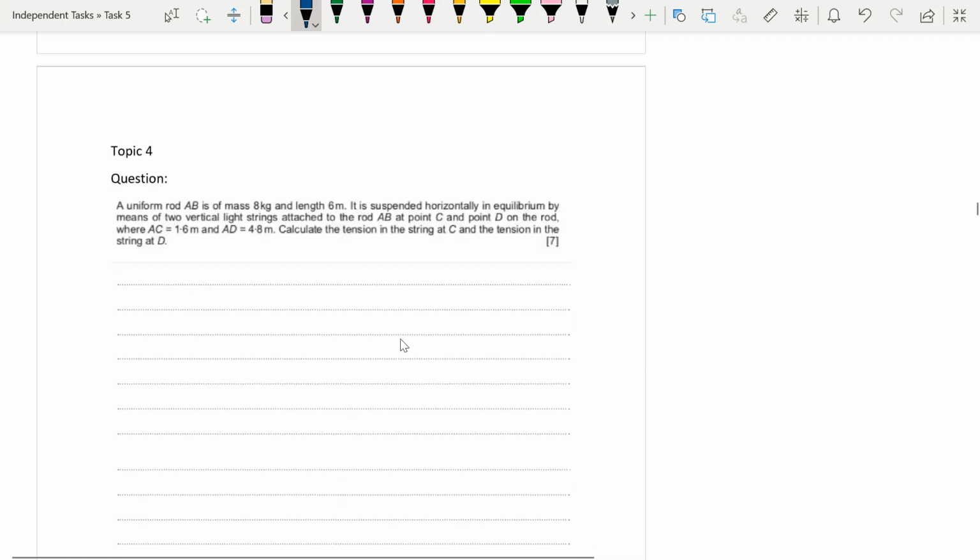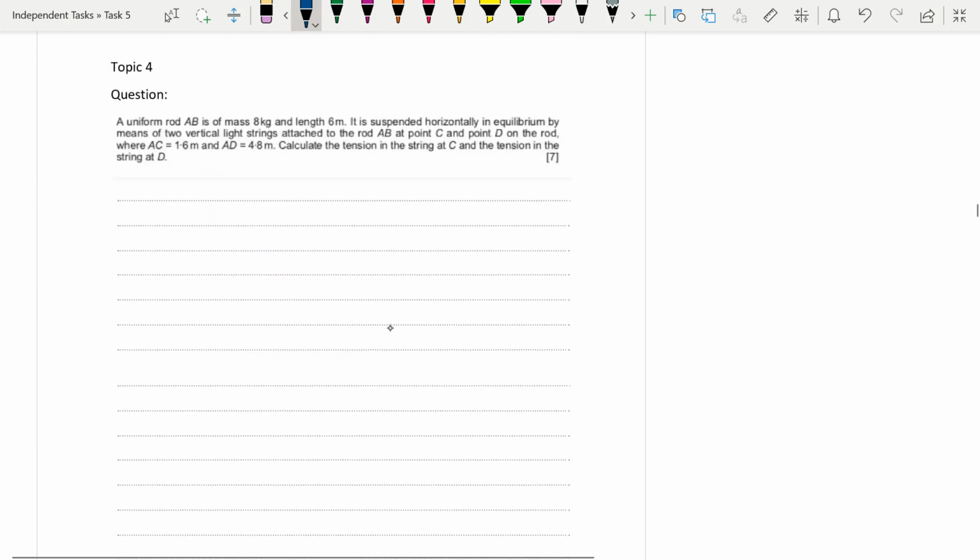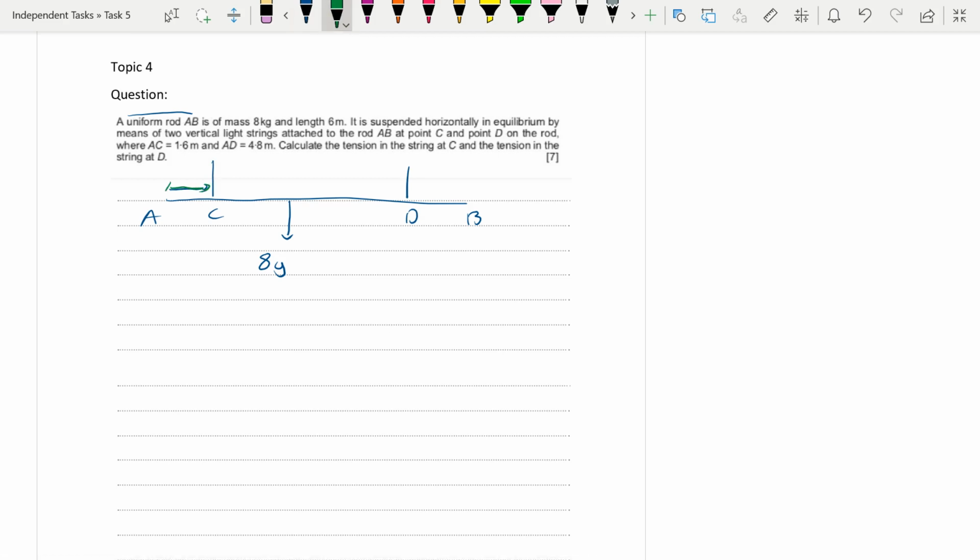Right, question 4 then, we've got moments. So we've got a uniform rod AB. So straight away, I'm going to draw a nice straight line, AB, and start labeling things. So it's uniform, so its weight is going to go in the middle. And it has a length of 6 meters in total, and is suspended horizontally in equilibrium by means of 2 vertical strings, at point C and point D. Now they tell me AC, this length here, is 1.6. Okay, they tell me A to D is 4.8.